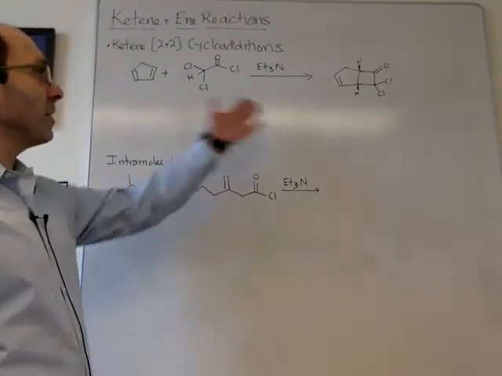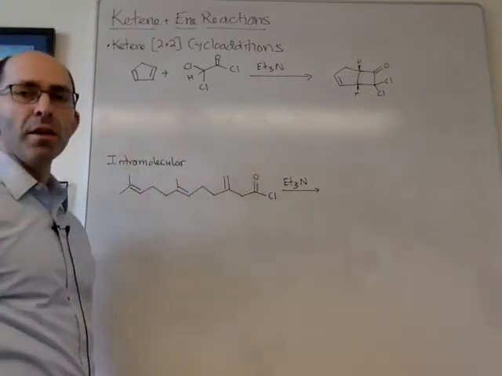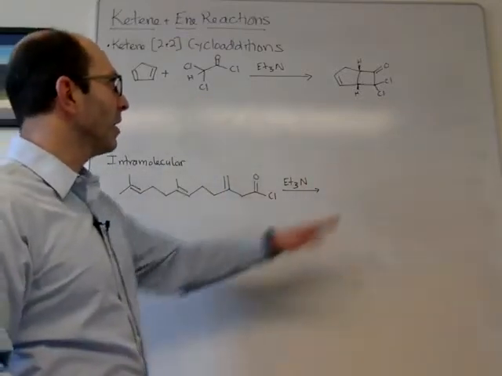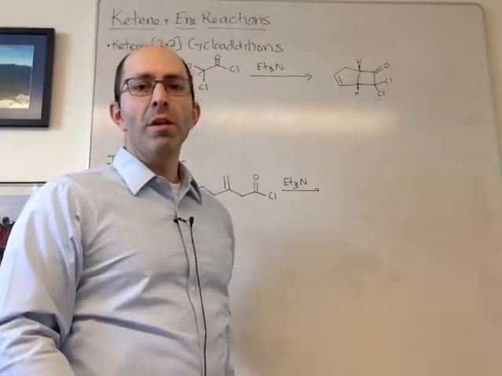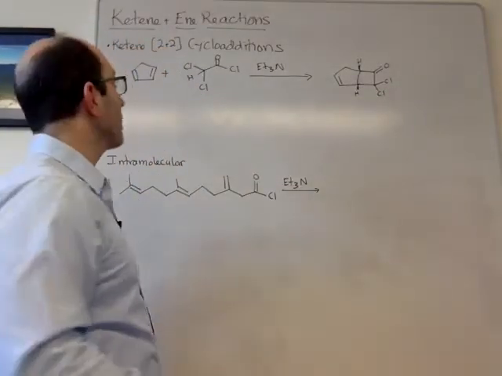So here's an example of a ketene reaction. So we start with what looks like a great Diels-Alder diene, react it with this acid chloride in base, and then we end up with this four-membered ring. Clearly not the product of a Diels-Alder reaction. So what's going on in this reaction?